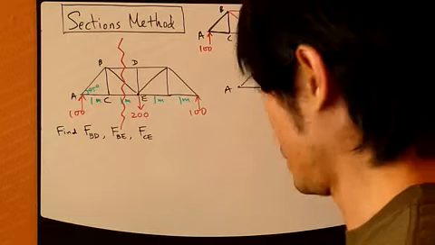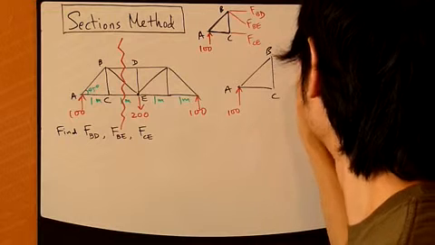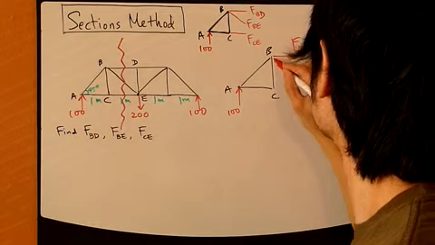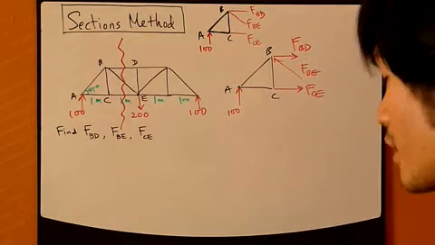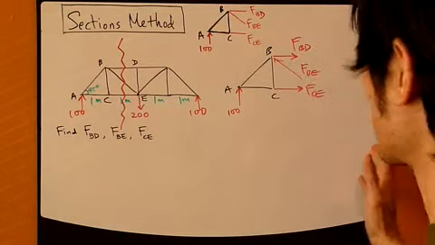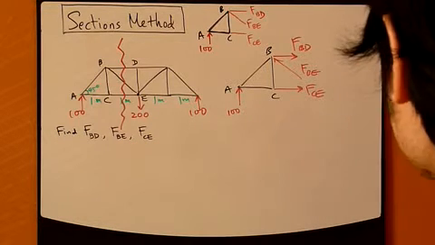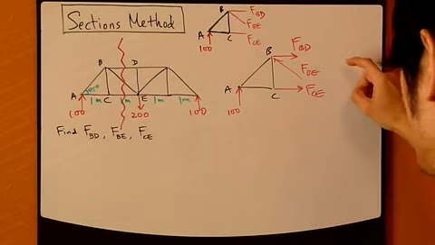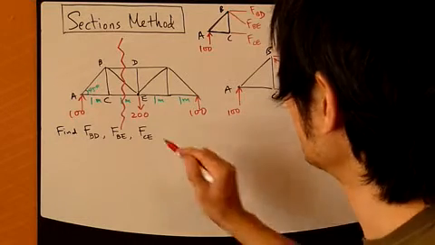Again, ABC, 100. Now, here I can draw my assumed direction: FBD, FBE, and FCE. Pick any force you like to begin with. Let's pick the easiest one first. So I can do FCE. Okay, so let's do FCE.